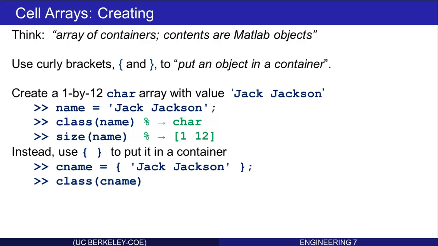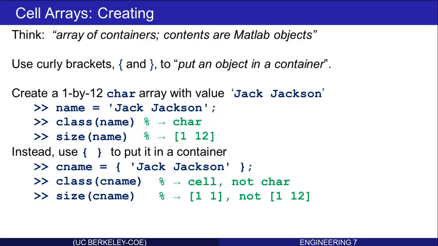And if we check the class of this, it's no longer a character, but it's now cell. And the size of this is 1x1, not 1x12. It's a single container. That's where the 1x1 comes from. And the size is not telling us about the size of the contents. It's telling us about the size of the container array, which in this case is a single container, and hence 1x1.